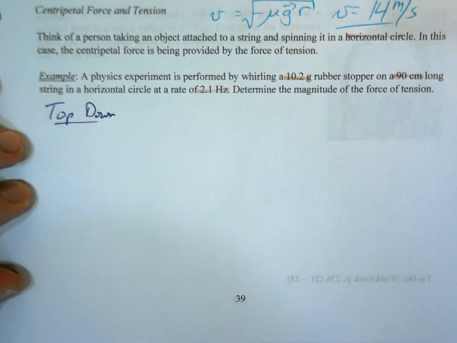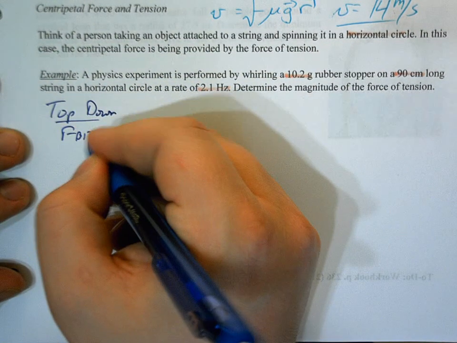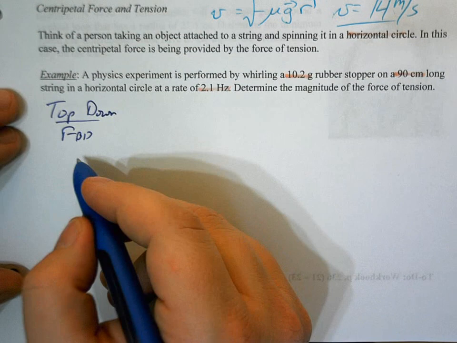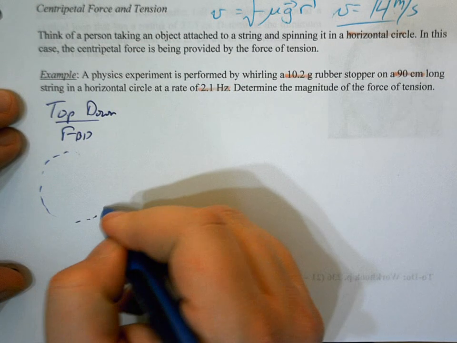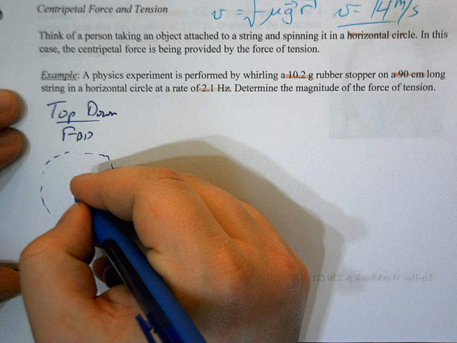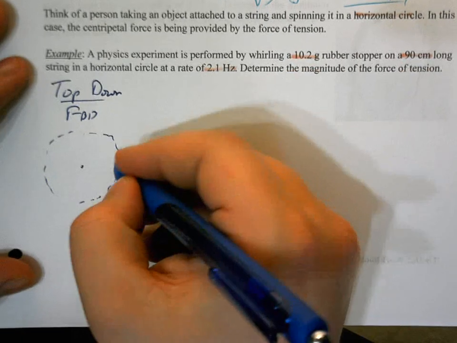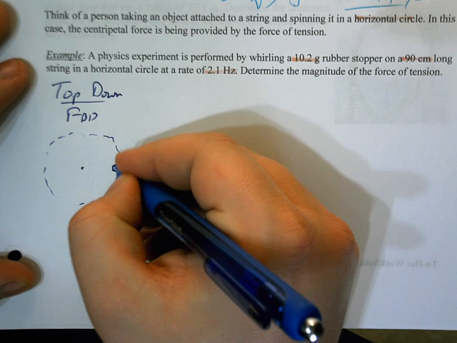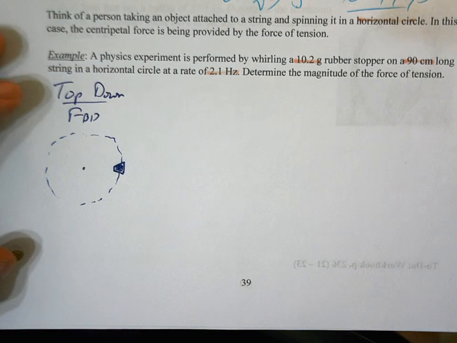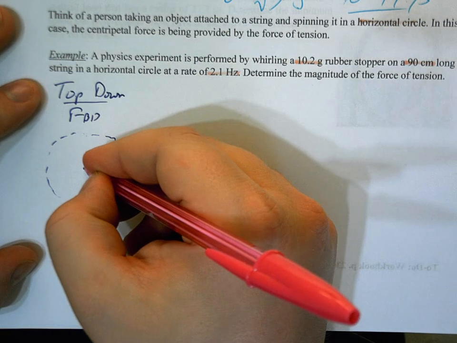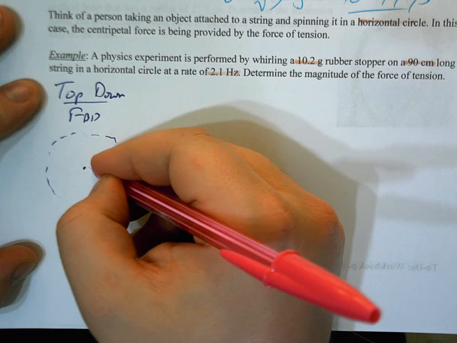So the top-down view for our FBD: here is our object. It's spinning in a circle. There's the center of the circle. So let's say my rubber stopper is located right about here. What that's telling me is that, here's my string.